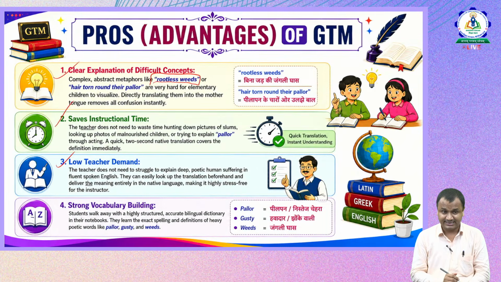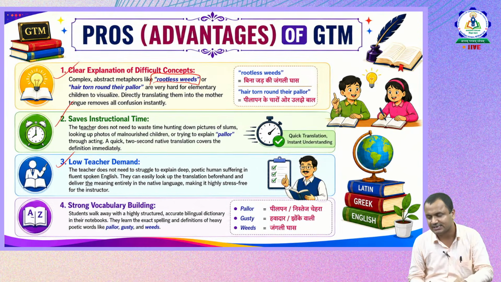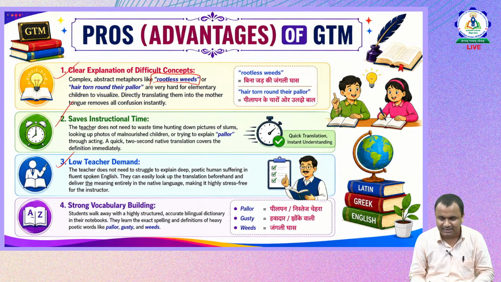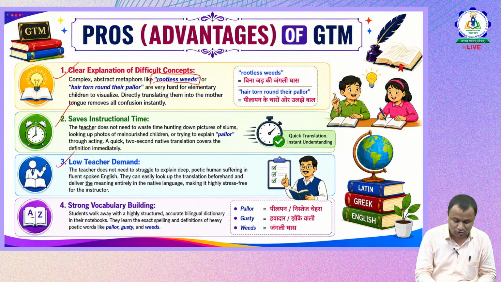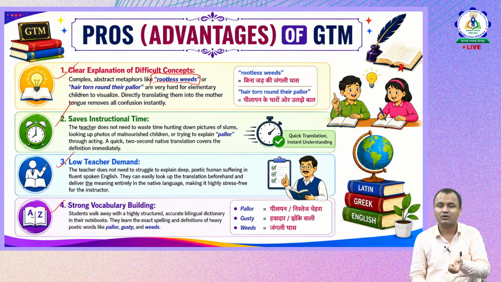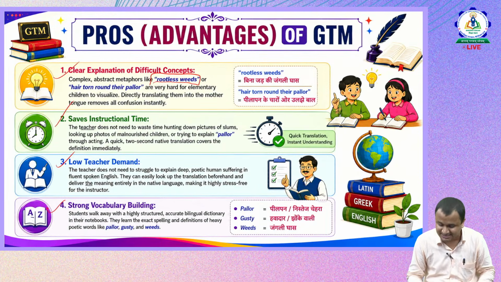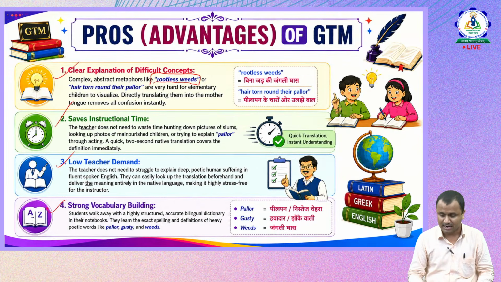And next is strong vocabulary building. So when we teach through the grammar translation method, we do provide a bilingual vocabulary list to the student for each and every concept. Now that bilingual vocabulary list will become the individual dictionary of each and every child. So gradually, a student would have a strong bilingual vocabulary. So these are the pros, or we can say the advantages, of teaching through GTM, that is grammar translation method.